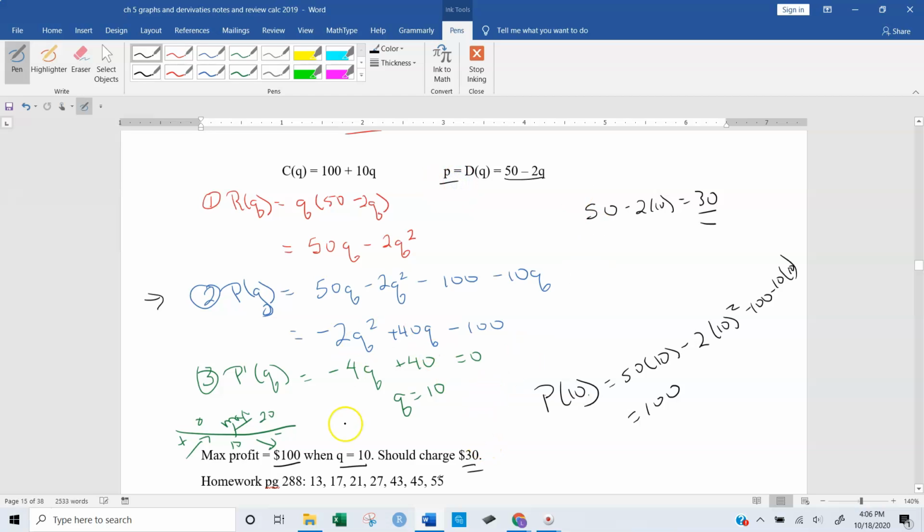So you're charging $30, you're producing 10 of them, and you're going to make a profit of $100.